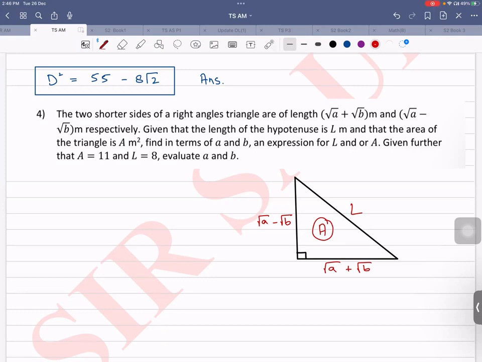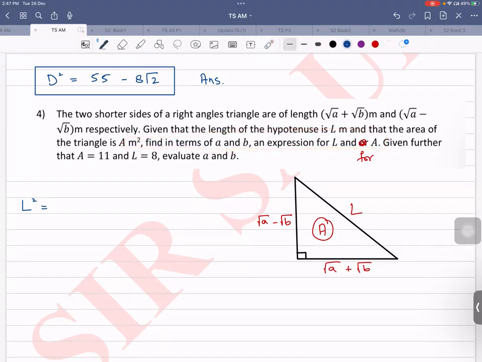Find in terms of A and B an expression for L and A. So we have to find both. So in order to find L, what are we going to apply? Sir, haven't they already given us the value of L? That was given later, right? Given further that A equals to this. That is for later. First it says find in terms of A and B an expression for L and A. Okay, okay.